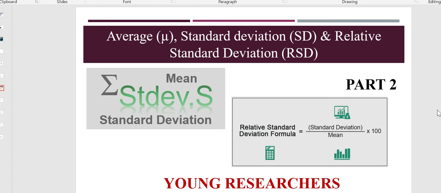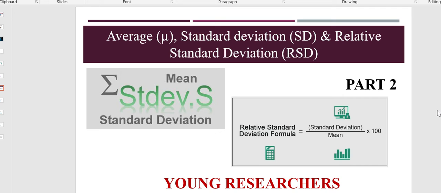In the next video of this playlist we will discuss how to use these terms and formulas in your experimental data to calculate standard deviation and RSD, which you will then add in your research paper and research thesis. It is an important part of your research project that you mention the standard deviation of your experimental data. Whether you are from a chemistry background or biology, or whatever subject you are in, you need to provide the standard deviation of your experimental data.